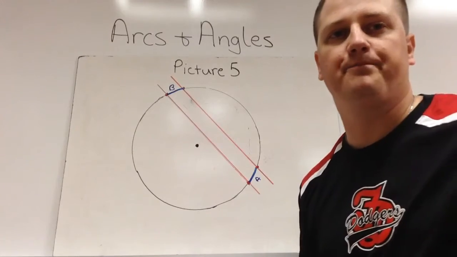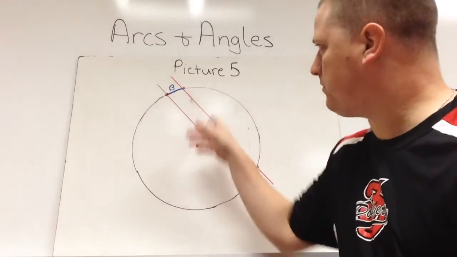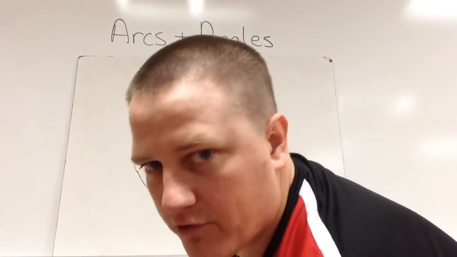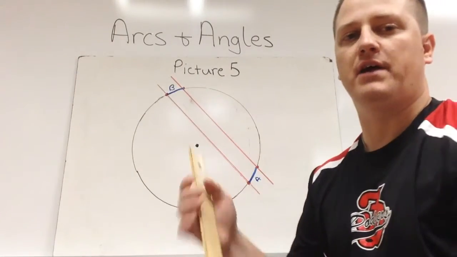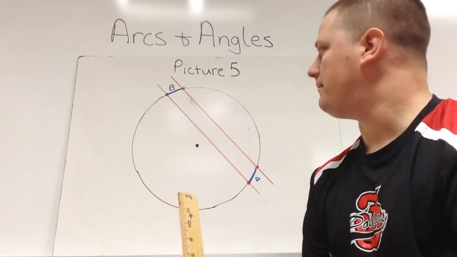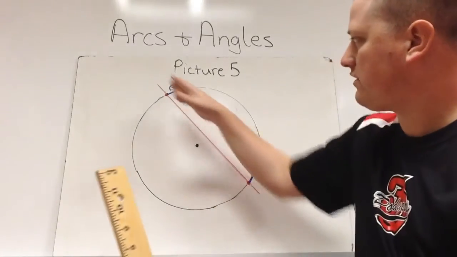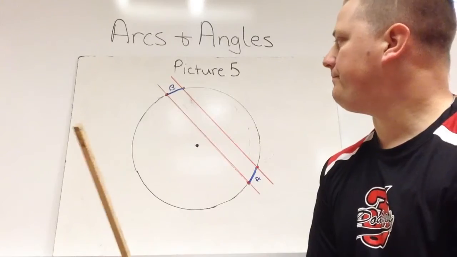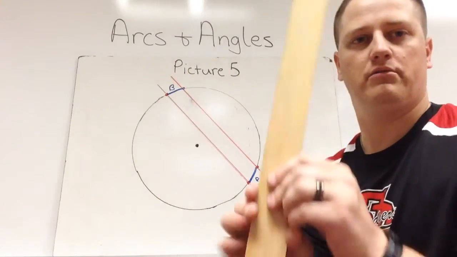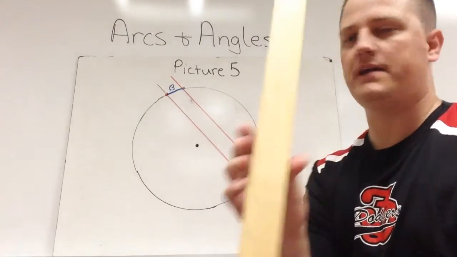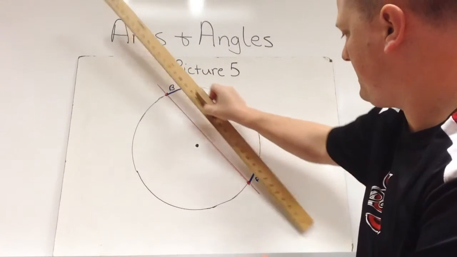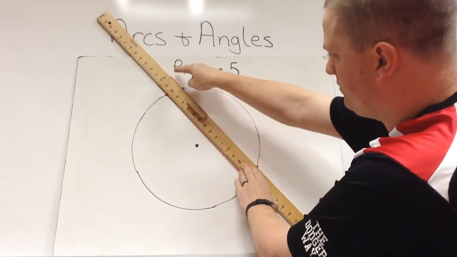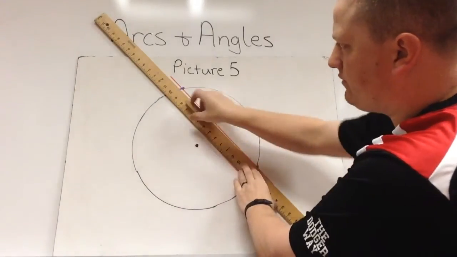Our last picture is, again, center point, use a compass and draw a circle. And what I've done is I've used 2 parallel lines. These are called secants. They're lines that go through circles. And I used the 2 sides of a straight edge to do this. And I just put it down, and I drew a line on either side.